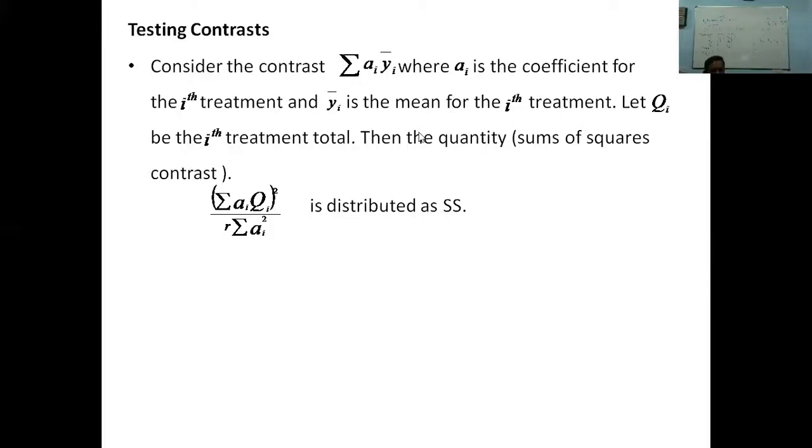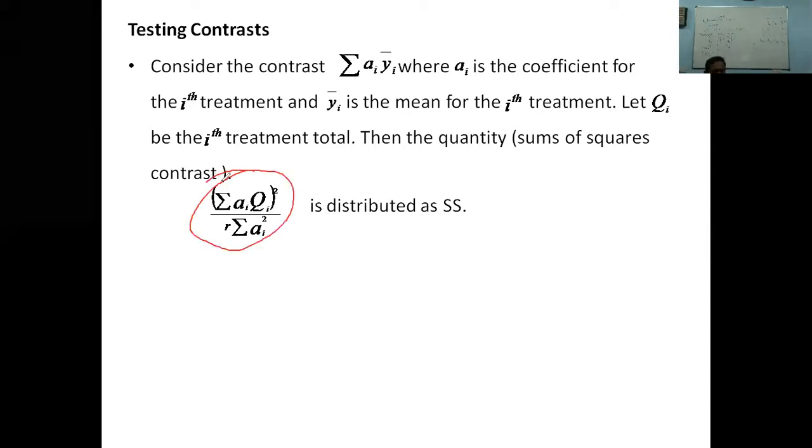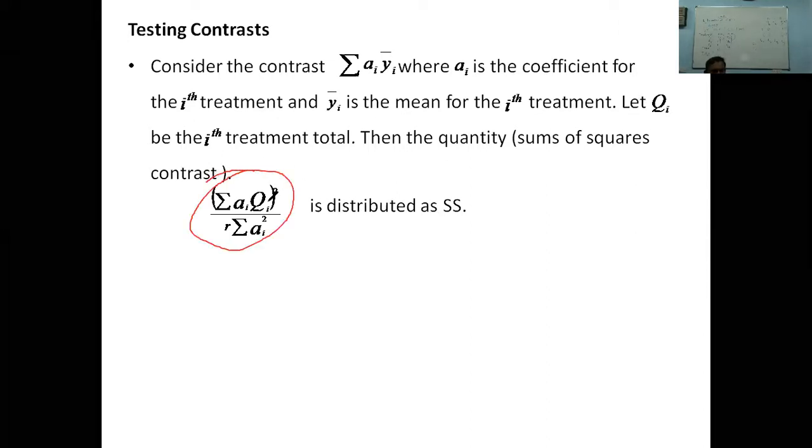Right. So how to calculate the sums of square? This is given there, so we can use the formula. Q is the treatment total. Can you remember in the earlier case we calculated all the treatment totals? This is the coefficient, right? This is the replicate. This is the coefficient square. We'll take an example and try to see.